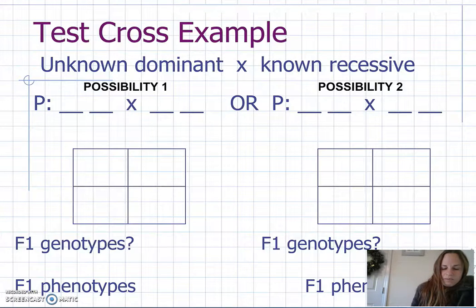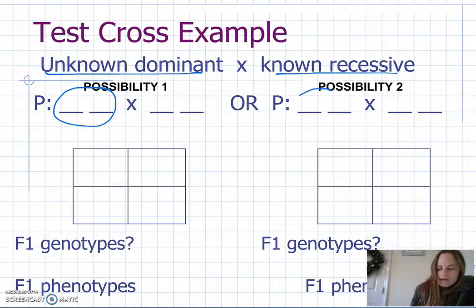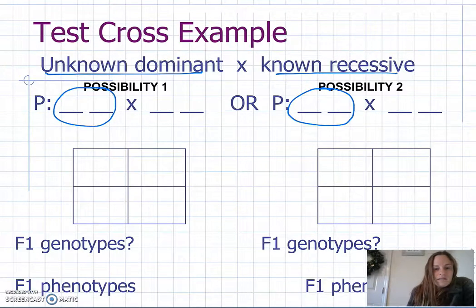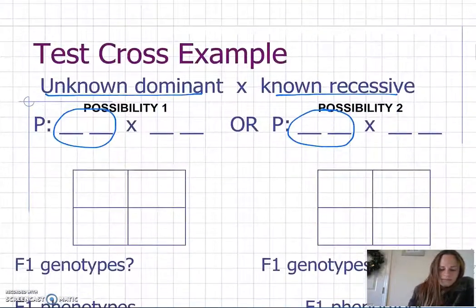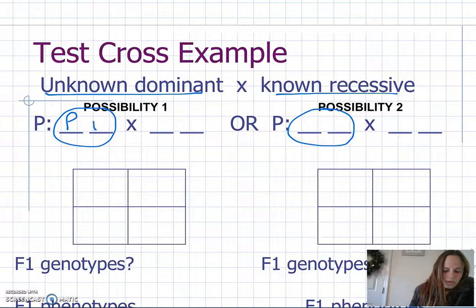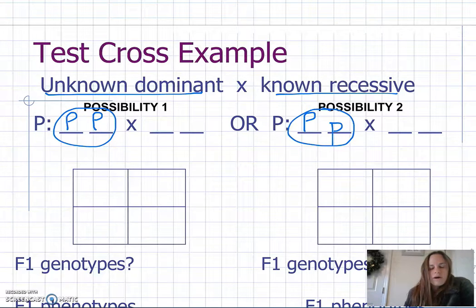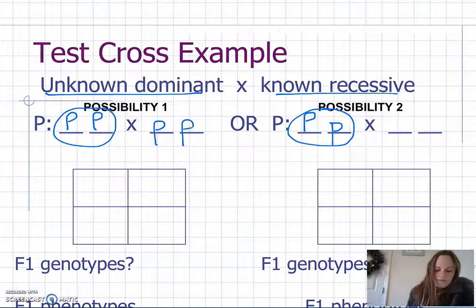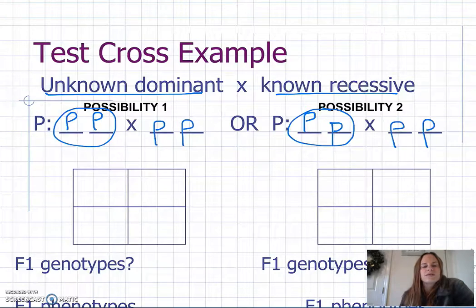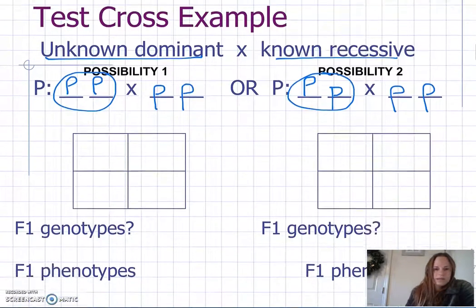The test cross would be the unknown dominant times the known recessive. So here's where we would put the unknown dominant. The unknown dominant could either be homozygous dominant, which would be two capital P's, or heterozygous dominant, which could be a capital P and a lowercase p. But the known recessive, in order to show the recessive characteristic, it has to be homozygous recessive, which would mean two lowercase p's.